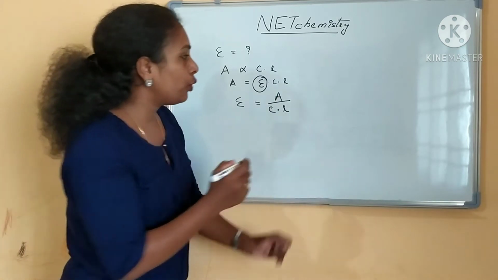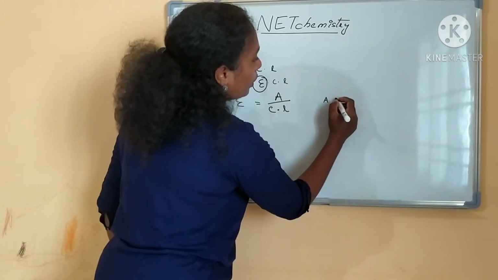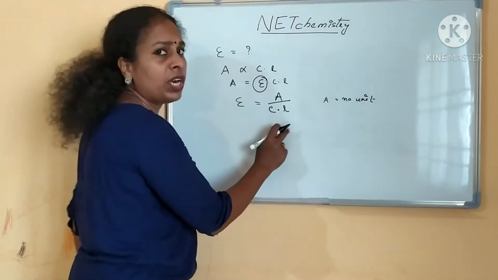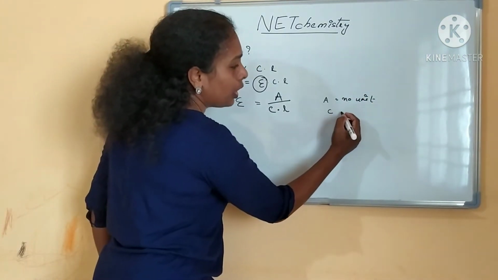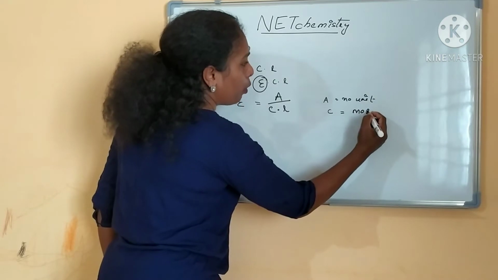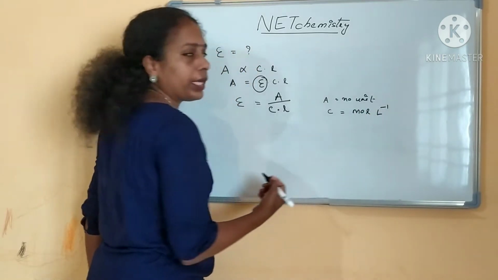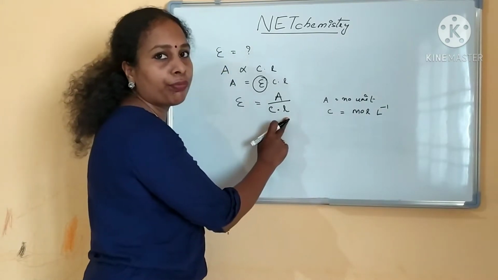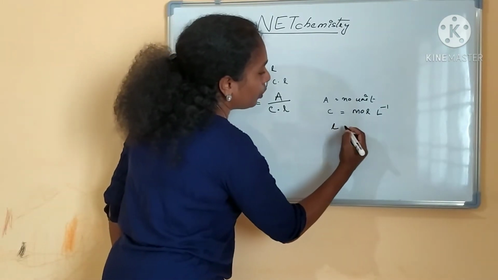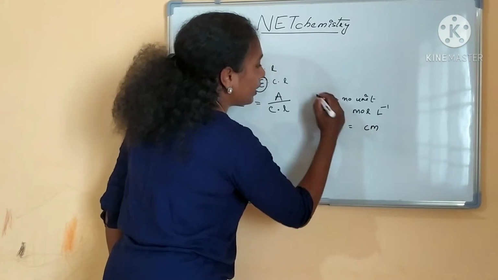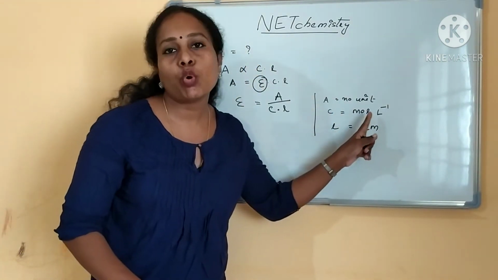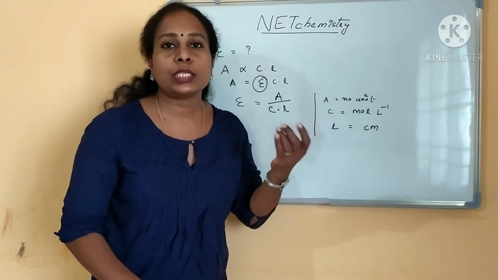Does absorbance have a unit? No, absorbance has no unit. What is the SI unit of concentration? Concentration is mole per liter, mole times liter raised to minus 1. And what is the unit of length? The unit of length is centimeter. Length is in centimeter, concentration is mole per liter, and absorbance has no unit.